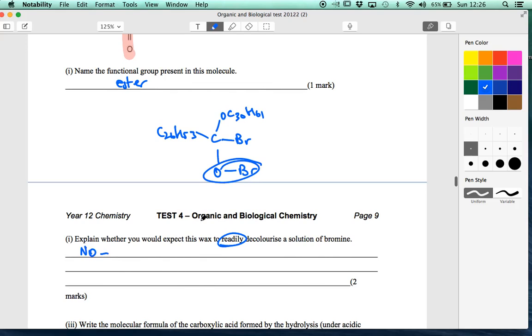And the reason why I would say no is that even though we would get an addition reaction, the fact that this is very, very rare to get.